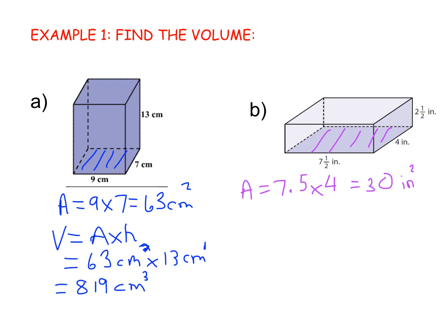So you might see that measurement, especially if you're going to go into trades. Now that I want to make this a volume, I'm going to multiply in the third dimension of height, which makes this a 3-dimensional shape. So I'm going to start with my area of 30 square inches, and I'm going to multiply by the height, which is 2.5 inches. And remember, volume is always a cubic measurement, or a 3-dimensional measurement. And so here we're going to have 75 cubic inches for our volume.